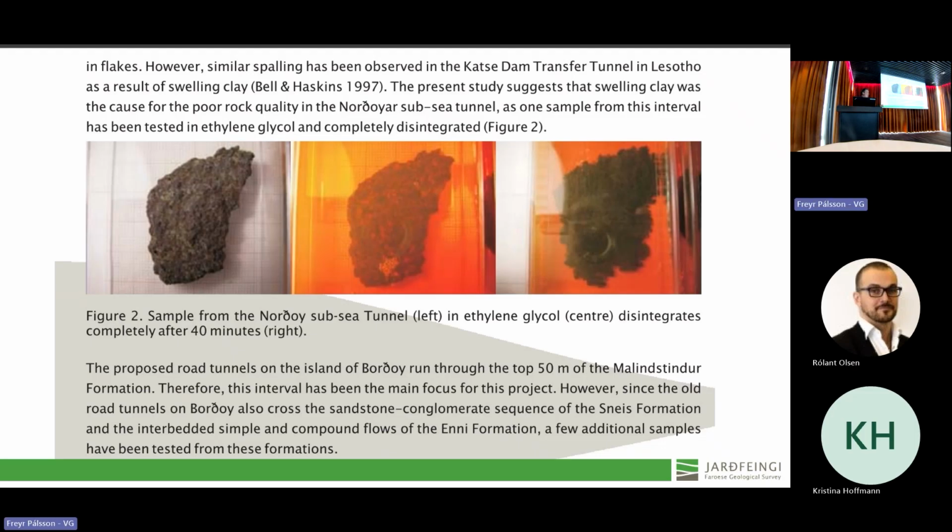This sample here is from the Norway subsea tunnel. My colleague Turid kept it. It was from a problematic interval in the tunnel where it was originally interpreted as rock burst, overpressured rock that just falls off the side, but Turid suspected that it was swelling clays, kept it in a Ziploc plastic bag for a few years, gave it to me, and I put it into this antifreeze and it just turned into mush, just the same thing that we saw in South Africa in the transfer tunnel, where you see this spalling.